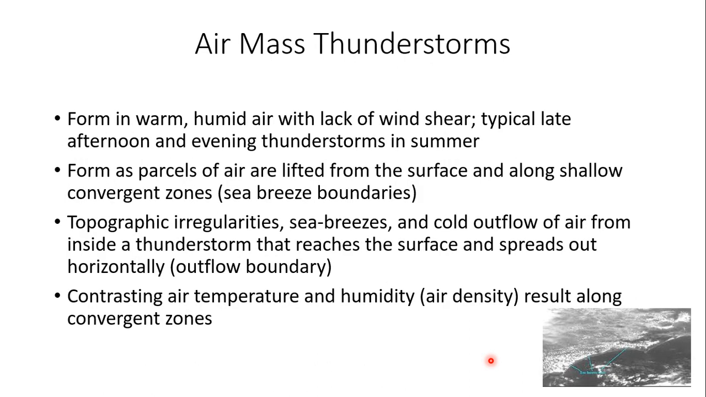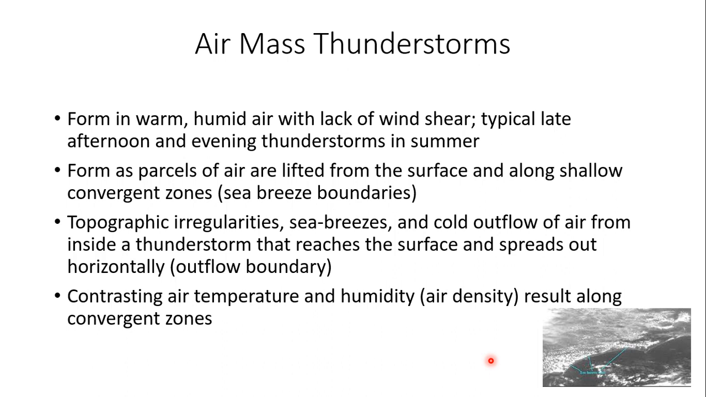Additionally, we delved a little deeper into air mass thunderstorms, generally associated with a lack of wind shear, typical late afternoon, evening thunderstorms in the summertime, especially down in places like Florida, where it seems like it's almost common every day to get an afternoon or evening thunderstorm. That's the type of air mass thunderstorm. That's generally caused by a sea breeze effect.